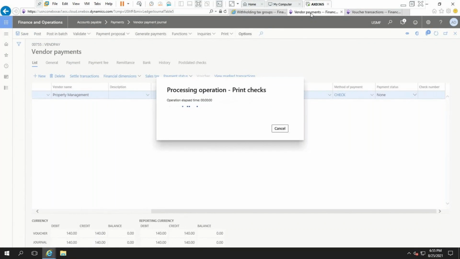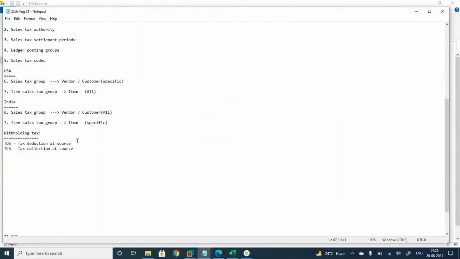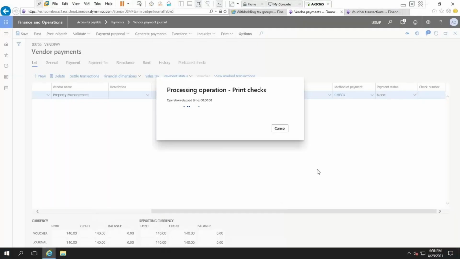So the amount payable should be total, right? It should include the withholding tax. We are deducting that amount. That is the reason I told you clearly here: tax deduction at source. We are deducting the tax amount and we are paying the remaining amount only. Whatever you have deducted, you need to pay to the government authority directly. The vendor will not pay this one, so we need to pay on behalf of the vendor. We have collected this much amount and we are paying. This is TDS.